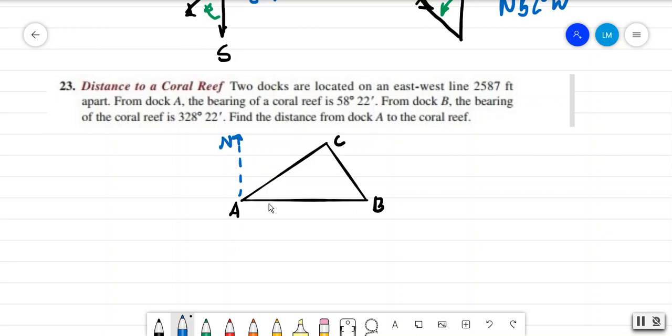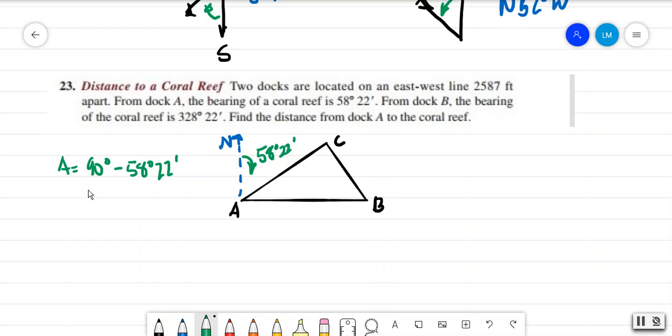So this is the north, but we know that the bearing is 58 degrees and 22 minutes. So in that case, that would imply that we can find this angle measure right here. That means you would have to figure out what that angle measure is by taking 90 minus 58 degrees and 22 minutes. So we could say that A is equal to 90 degrees minus 58 degrees and 22 minutes.